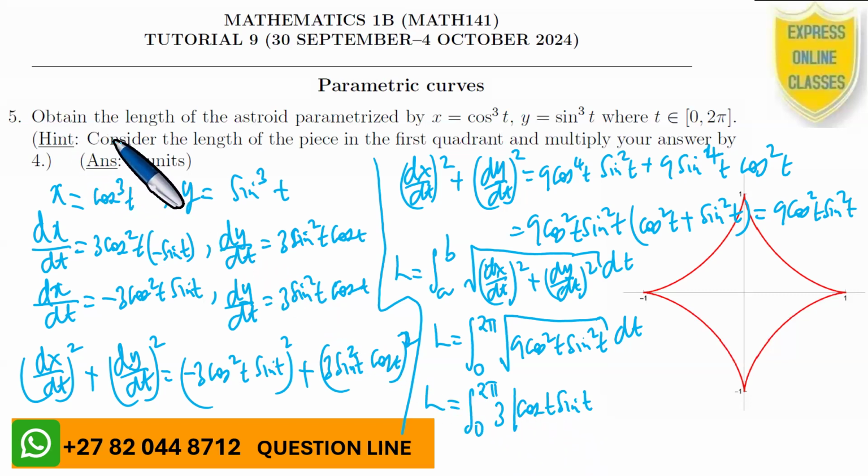In line with the fact that let us deal with the first quadrant. So the first quadrant would have to be what? The t in the first quadrant, if t is our parameter, would have to be between 0 and pi over 2, and then multiply by 4. Let's just do that.